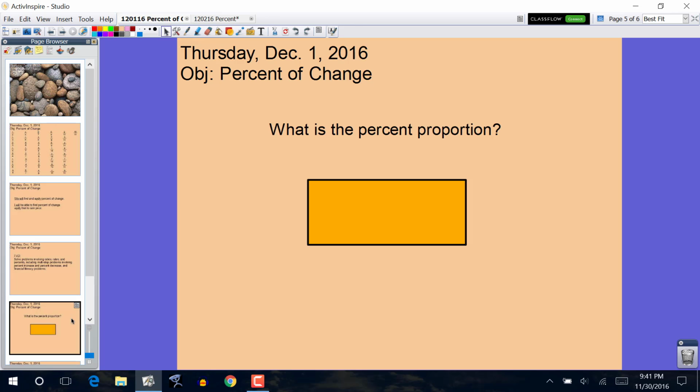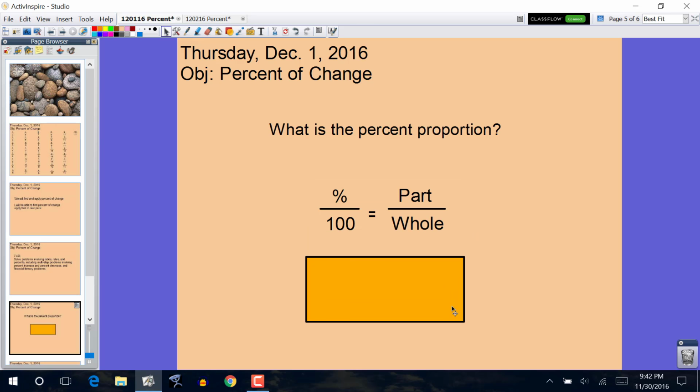So let's review percent. What is the percent proportion? Well, if you remember correctly, the percent proportion is percent over 100 is equal to part over whole, where there's three unknowns that we're looking for. One is the percent, the easiest one to find because it has a percent sign on it. And then there's a part and a whole relationship. And sometimes the part is represented by the word is, and sometimes the whole is represented by the word of. And that only works if you get it in the form of the percent question.